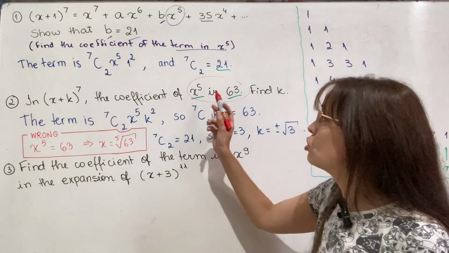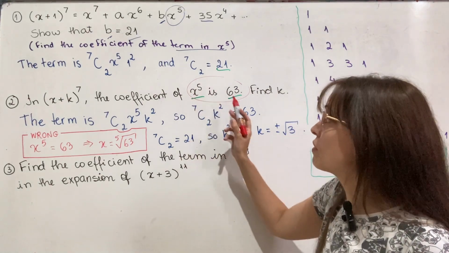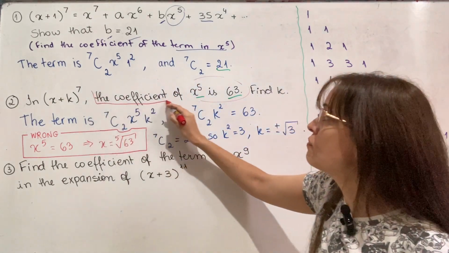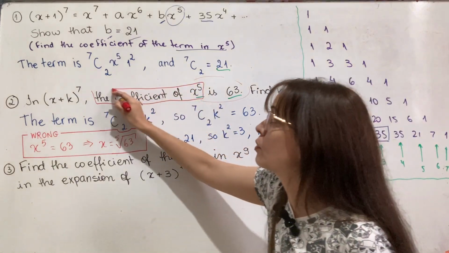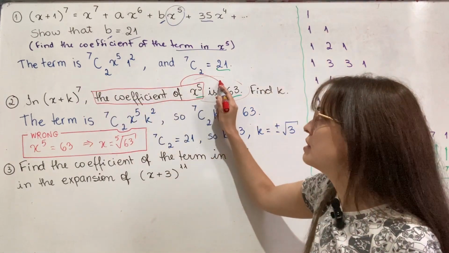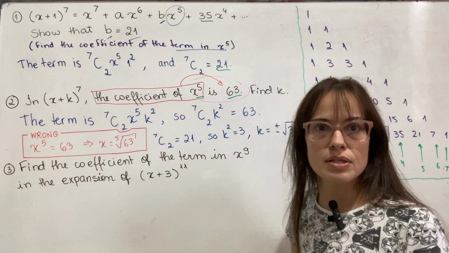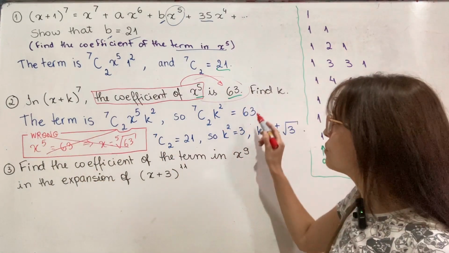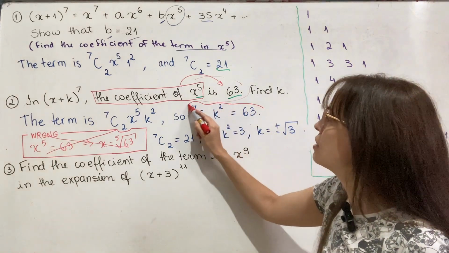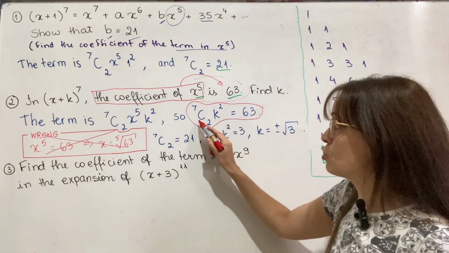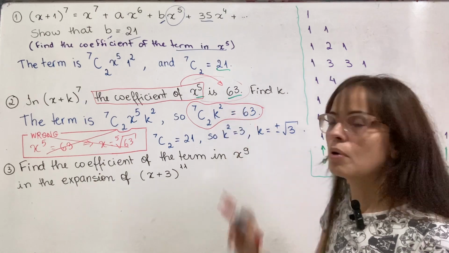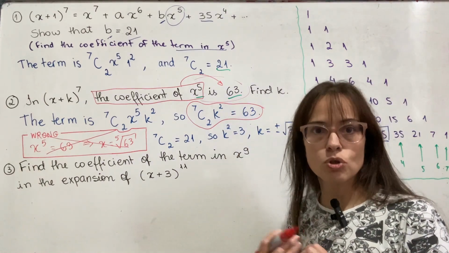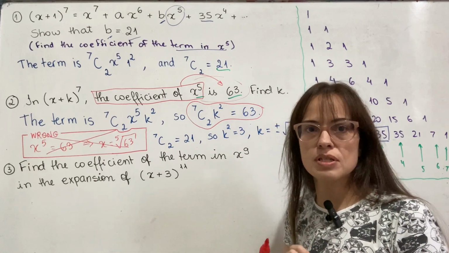The question did not say that x to the power of 5 is 63. The question said that the coefficient of x to the power of 5 is 63. That is the thing that is 63. So not this. The thing that is equal to 63 is 7 choose 2 times k to the power of 2. And let me tell you why the k to the power of 2 is included as part of the coefficients in this case.